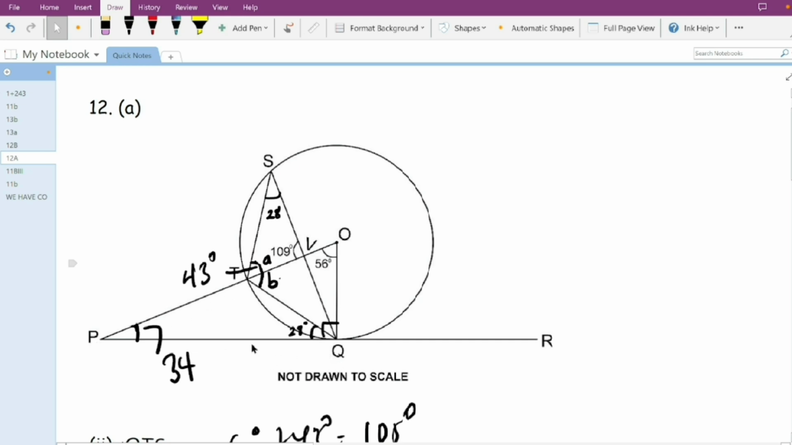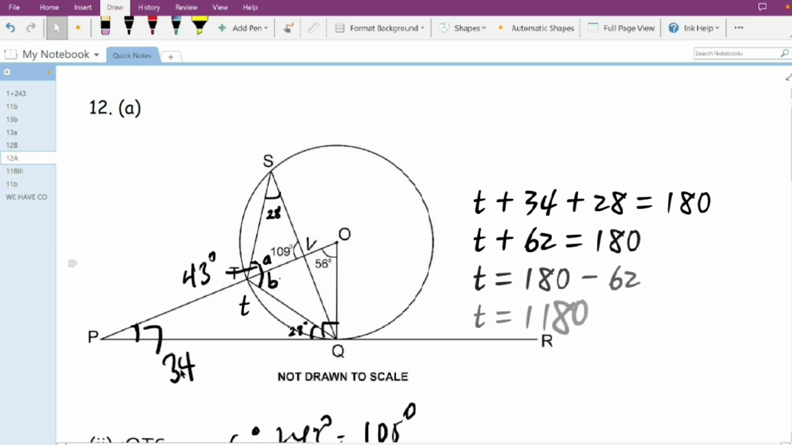PTQ is also a triangle. So we have two angles in the triangle, that's 34 and 28. We can find the third one: when we add these two together, you get 62, and 180 minus 62 will give you this angle, and this angle is 118 degrees.